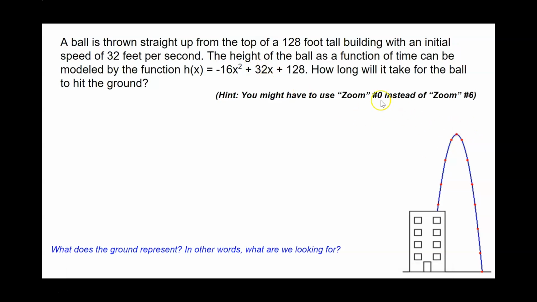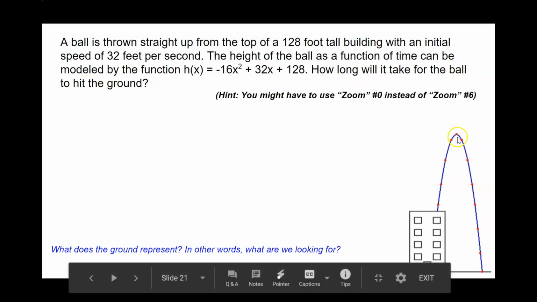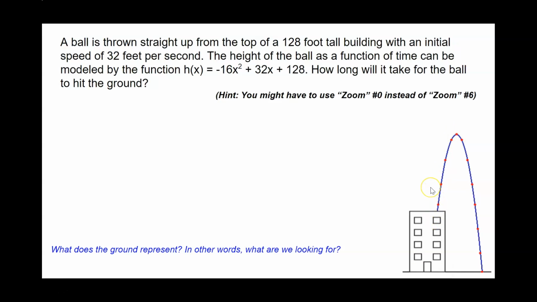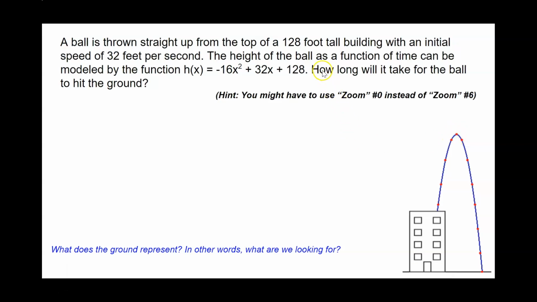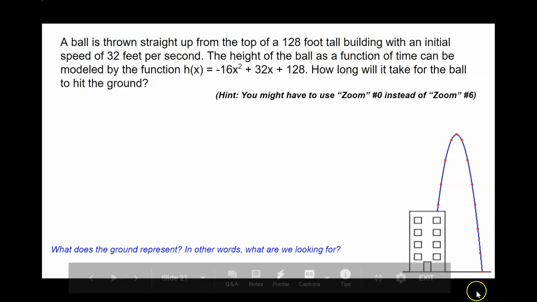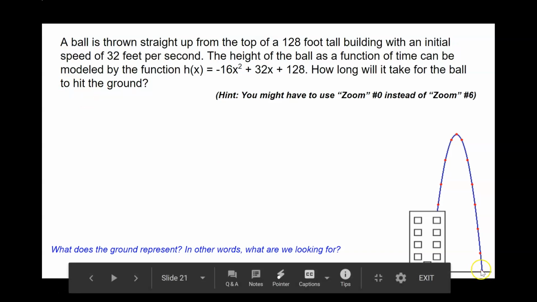And how do we know we're looking for the vertex? Because the question asks how long does it take the ball to hit the ground? Well, this one here is the highest point. So if the question asks, which is actually going to be the next problem, the example I'm going to show you, how much time does it take to reach the maximum point? Then we look for the vertex. In this case here, I want to know how long it will take the ball to hit the ground. So it hits the ground here.